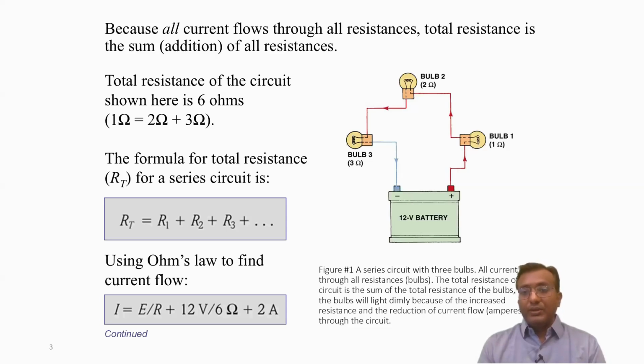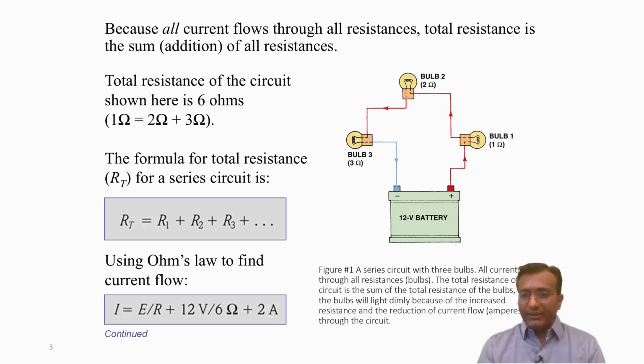Now, looking at this slide, there is a sample problem regarding series circuit connections. Here you can see a 12-volt battery connected to 3 loads: bulb number 1, bulb number 2, and bulb number 3. Bulb number 1 has a resistance of 1 ohm, bulb number 2 has a resistance of 2 ohms, and bulb number 3 has a resistance of 3 ohms. Now we have to find the total resistance of this circuit.